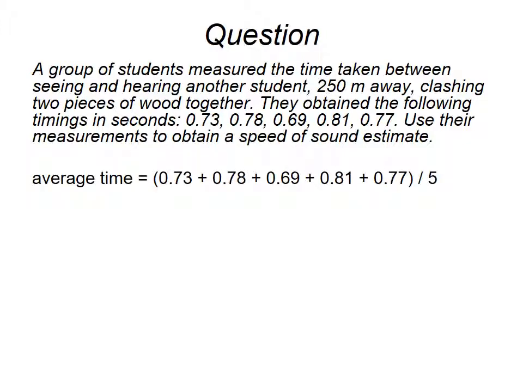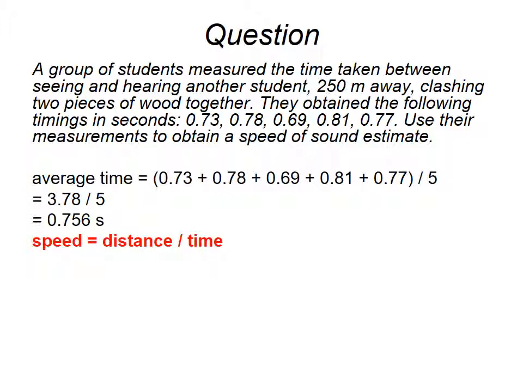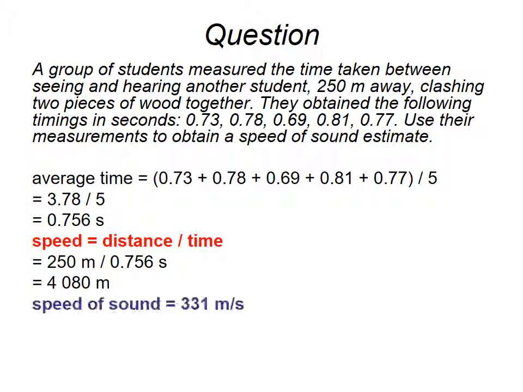Okay, welcome back. The first thing you have to do, of course, is take the average to reduce the random error. You should get an average time of around 0.756 seconds. Then speed equals distance over time. 250 over 0.756 seconds is going to be 4.08 kilometers, or 4,080 meters. So the speed of sound should therefore be 330 meters per second.